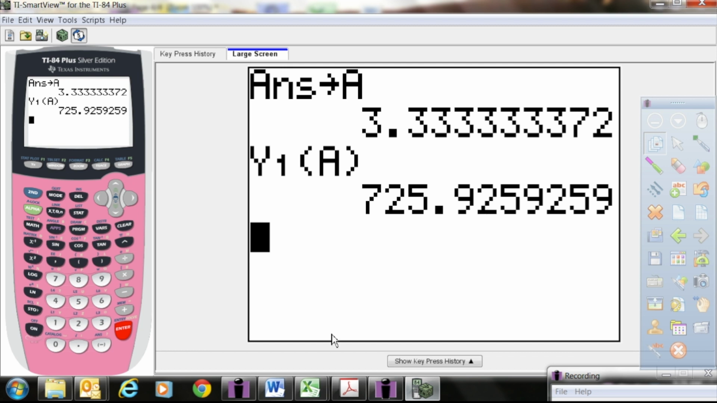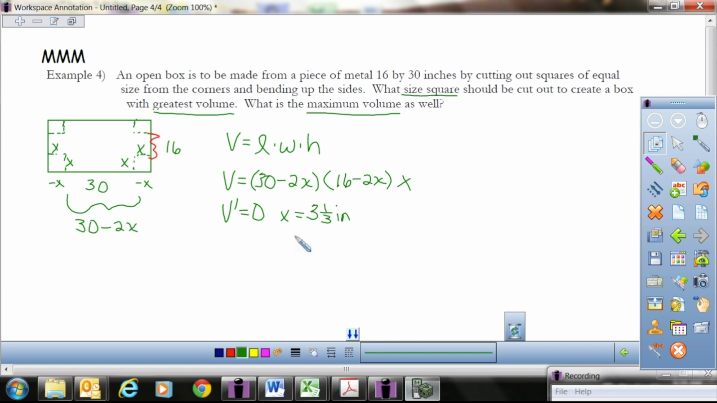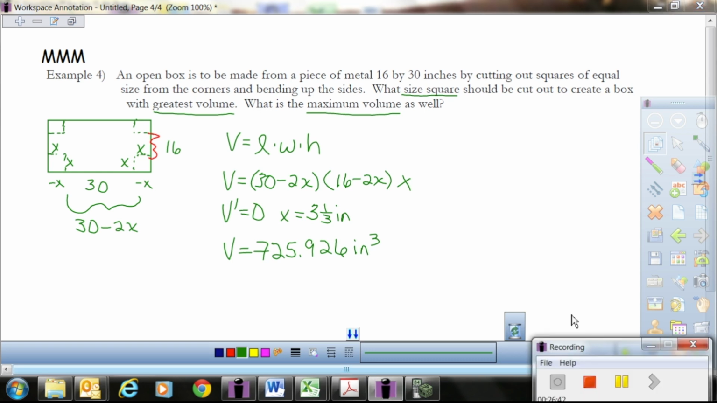We're going to round. Excuse me. 725.926. 725.926 inches cubed is the maximum volume.